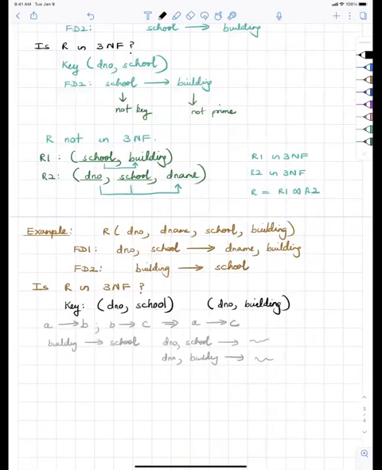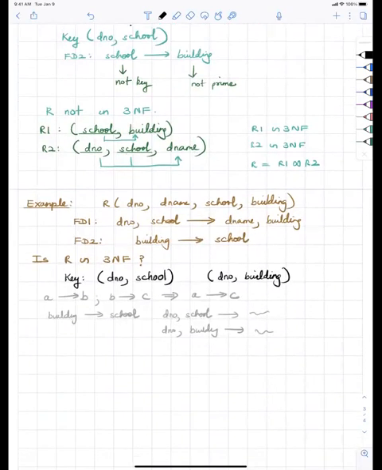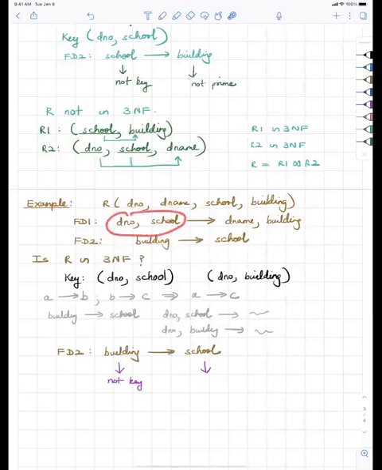Okay, so now let's look at FT2. FT1 is not a problem. So let's look at FT2. We have building determines school. Building is not a key by itself, so that's not a problem. But D number and school is a key, so school is part of a key. Therefore, school is a prime attribute.